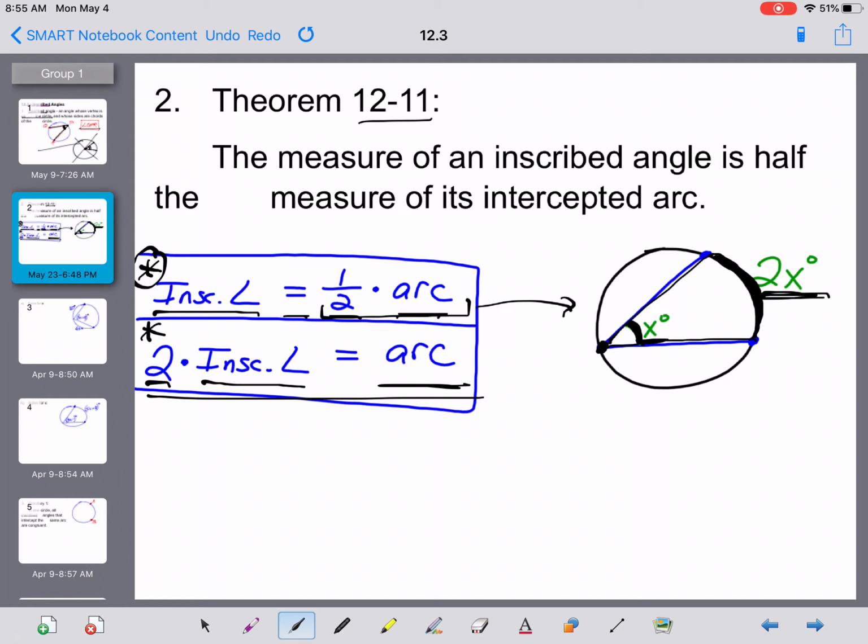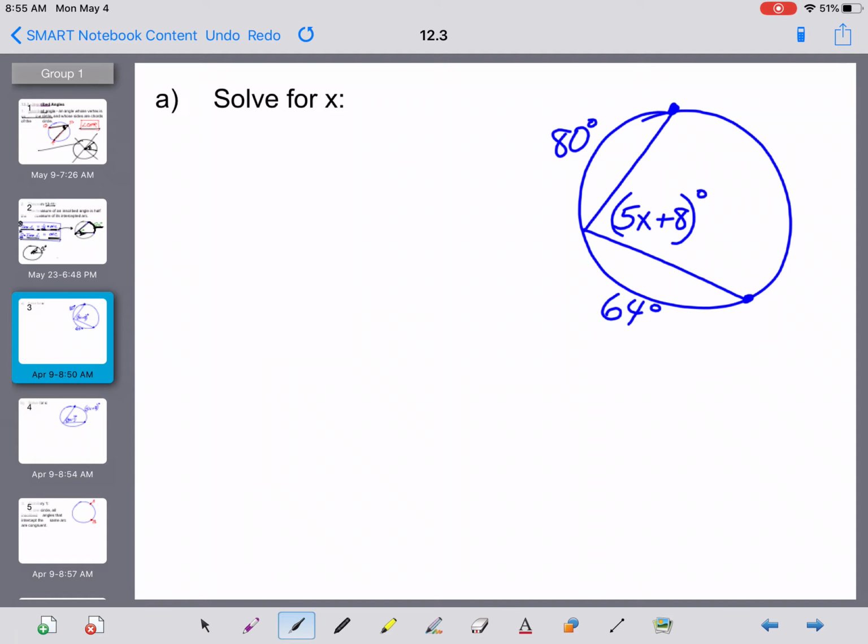Okay, so that's a big difference from what we were doing earlier, guys. When we were dealing with central angles earlier in the chapter, if this was an n degree central angle, then the arc that it intercepts was just n as well. This was a 1-to-1 relationship, but now things are changing, and with inscribed angles, it's a 1-to-2 relationship. That arc is always going to be twice as big as the angle that it intercepts. Okay, let's see that theorem in action here, guys.